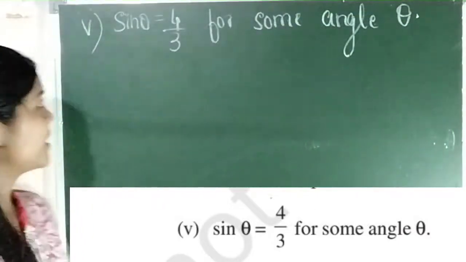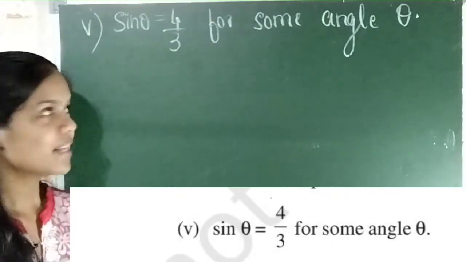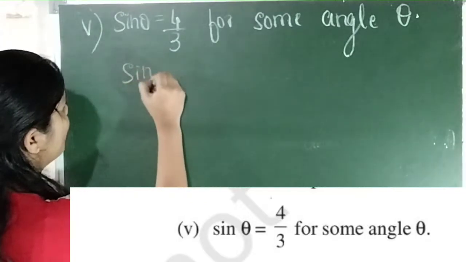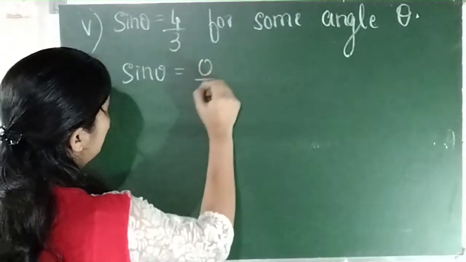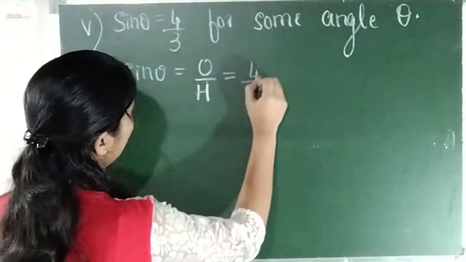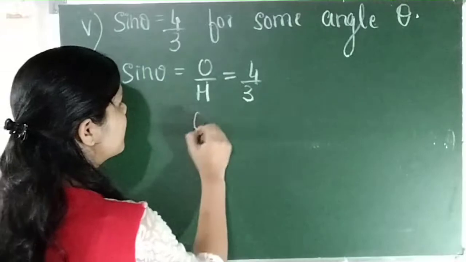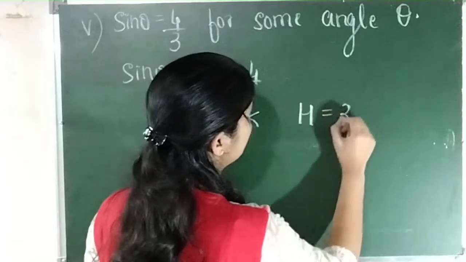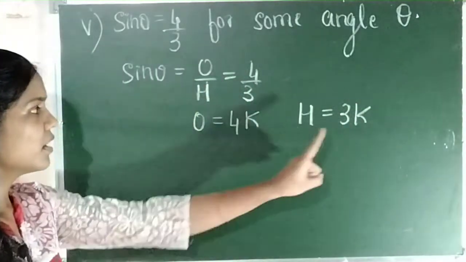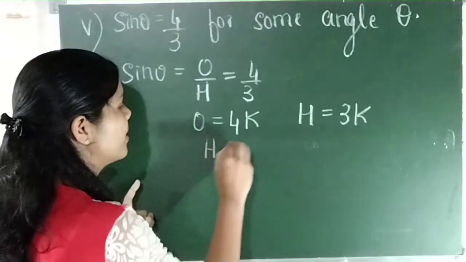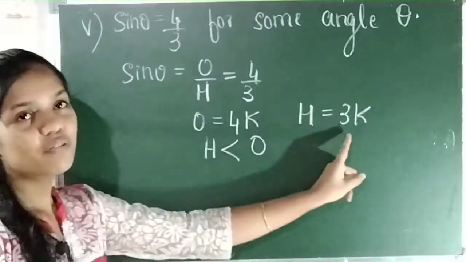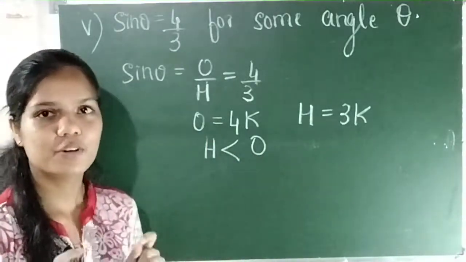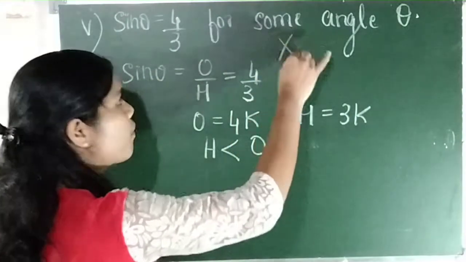So the last question is sin theta is equal to 4 by 3 for some angle theta. So sin theta, the formula is opposite by adjacent, that is 4 by 3. So opposite is nothing but is equal to 4 into K and the hypotenuse is 3 into k. If you see here, the hypotenuse is less than opposite. The length of hypotenuse is less than the length of opposite side. So such triangles are not possible. So this statement is false.